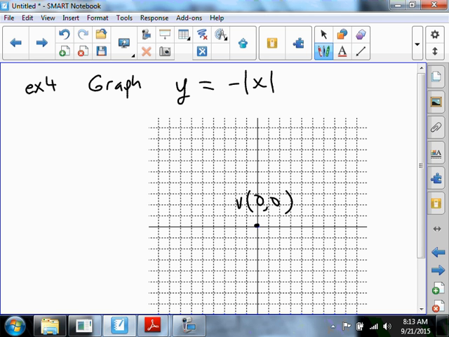I'm seeing people kind of point down. Yeah, we're going to go over 1 unit and down 1 unit. And over another unit and down 1, and over again and down 1. And so basically it's going to look just like the parent function, except it's going to be flipped over. It's going to be upside down. It's going to be reflected about or across the x-axis. Okay?